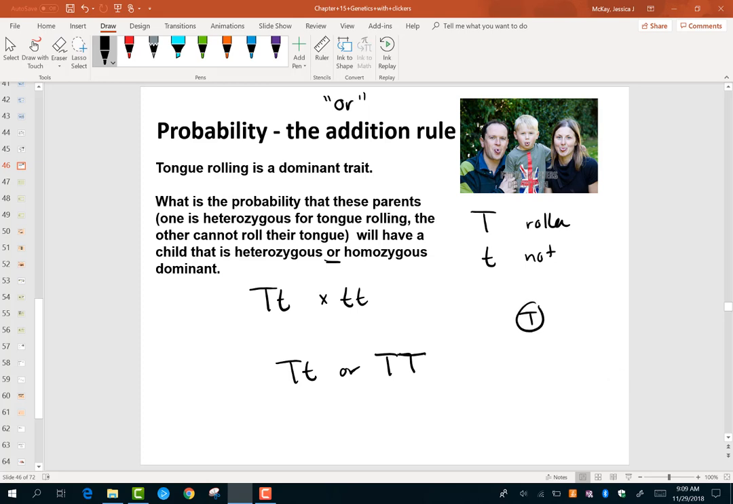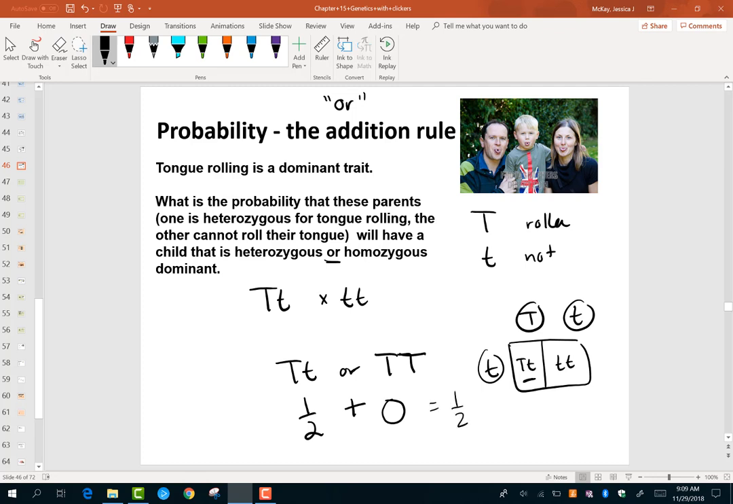So if we remember our Punnett square, the potential offspring are either big T, little t, so you have a half of a chance there, or means you add, and you actually have zero chance to be homozygous dominant. So the answer is 1/2. So when you're looking at multiple events, look and see, is it happening both together, and, or could you put the word or in the story problem?